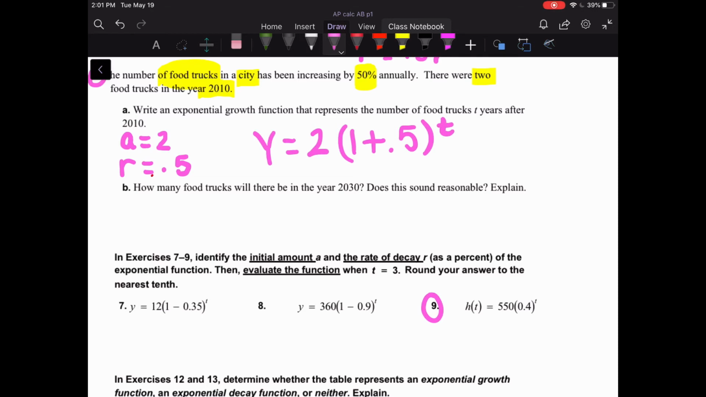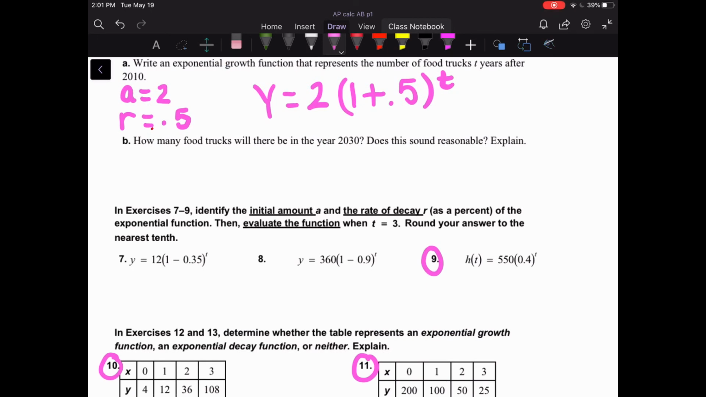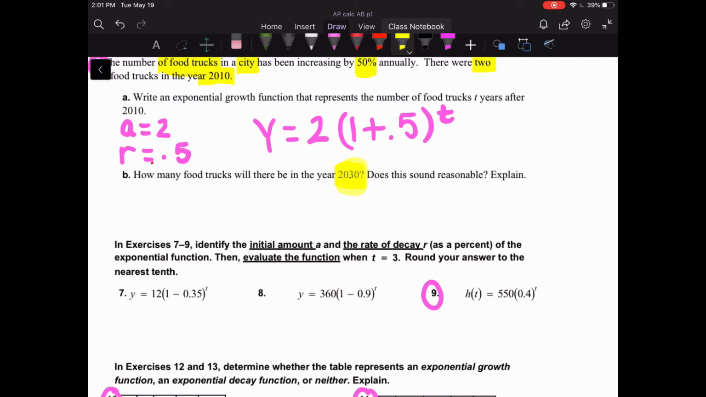since 2010. How many food trucks will there be in 2030? Well, we have to think about time here. We're not plugging in the year because that's what they give us. It started at 2010. Now it's 2030 that we're looking at. How many years passed by? In this case, 20 years has gone by from 2010 to 2030. So all of this information stays the same. We added the t equals 20, and now we're actually solving. How many trucks are there going to be, and is it reasonable?